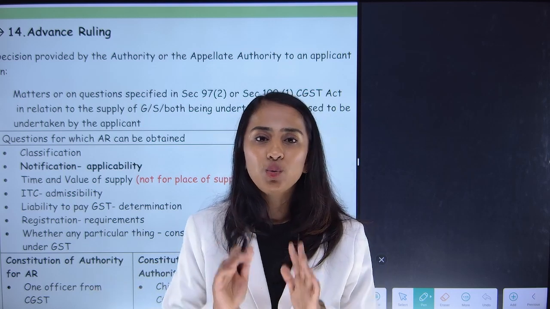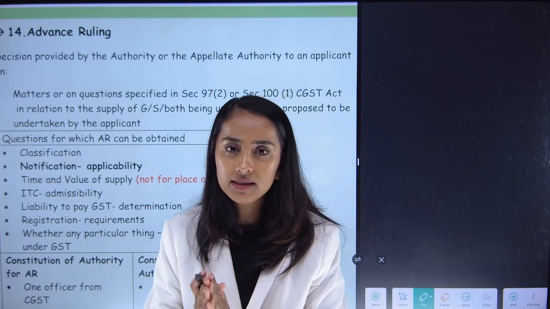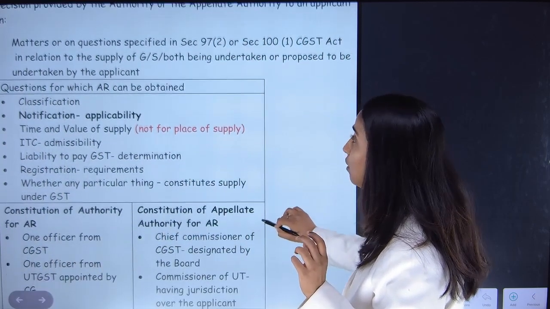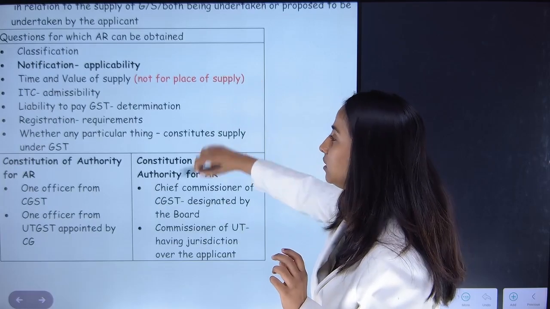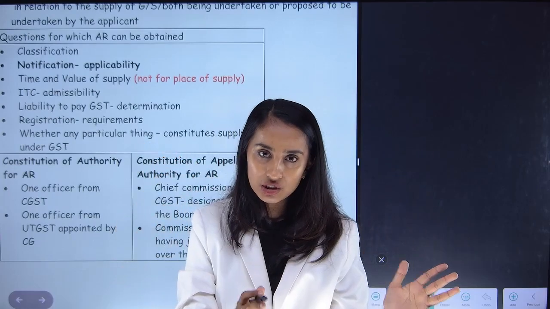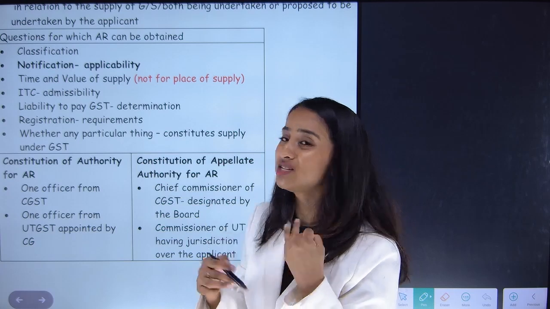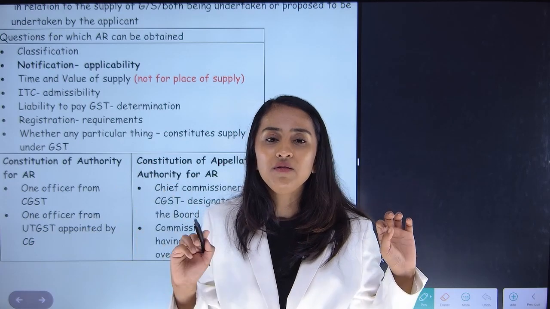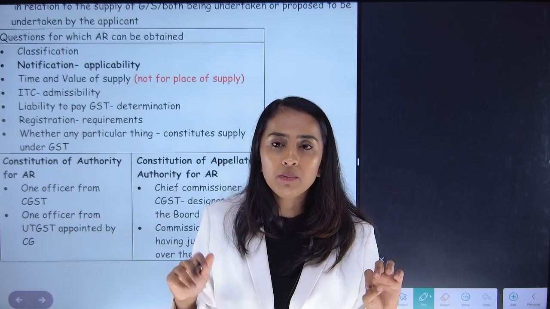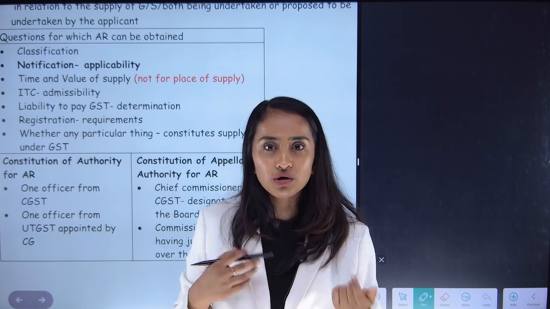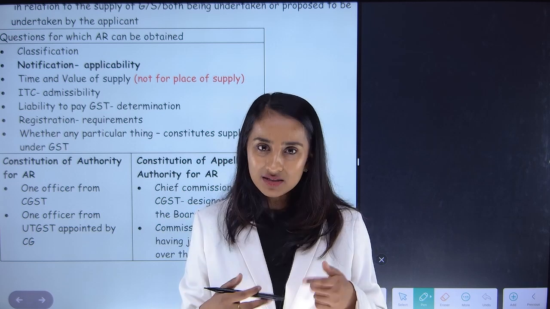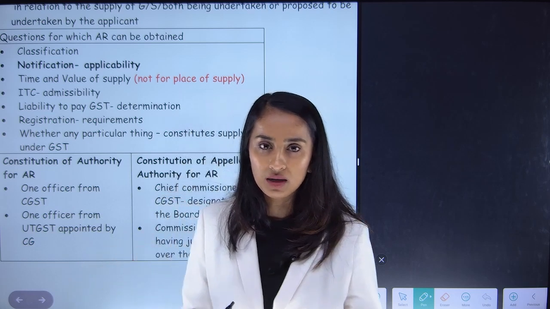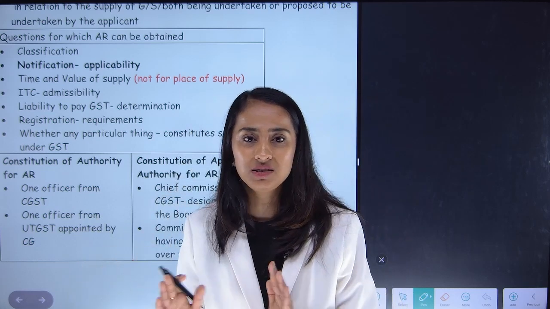So they can give you solutions on what matters? On matters that are clearly brought in section 97 subsection 2 or section 100 subsection 1 of the CGST Act. What are these two items? These are all these items. If you have any doubt regarding the classification of goods or services, that is one. Second, notification applicability. The government released some notification saying so and so items will be exempt from GST from so and so dates. But you belong to that category, and you're not sure whether you actually belong to that category. So if you have doubts, you can ask: is that notification applicable to me as a registered person? You can go seek clarification, simple as that.